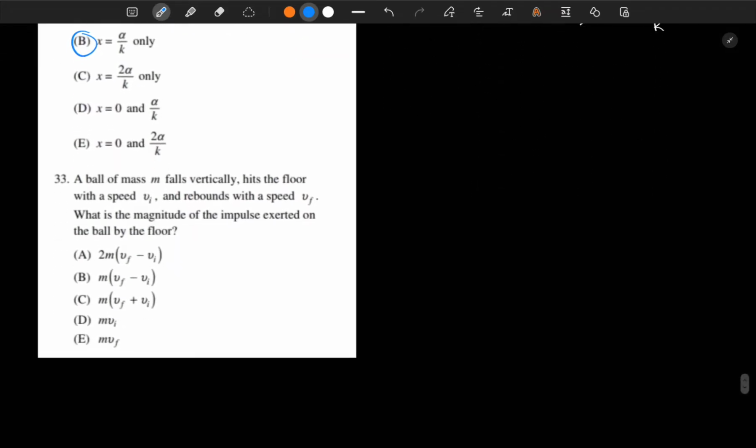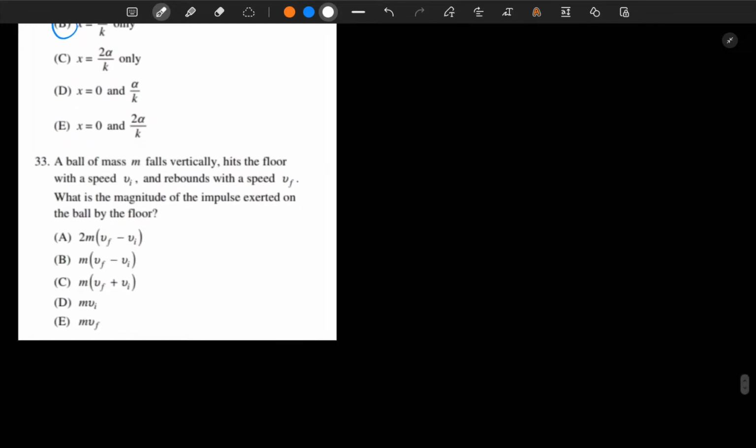Next, a ball of mass m falls vertically, hits the floor with a speed of vi, and rebounds with a speed of vf. What is the magnitude of the impulse exerted on the ball by the floor? Well, we know that we're dealing with the speeds of these particles. And the impulse is the difference between the two velocities, or between the two momenta. So we have J is equal to delta P.